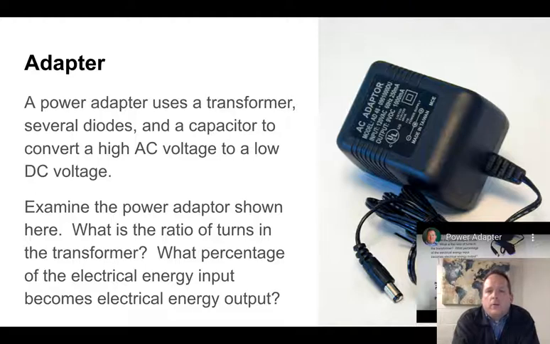So this power adapter uses a transformer, several diodes, and a capacitor to convert high AC voltage to low DC voltage. So what is the ratio of turns in the transformer that's inside there based on the voltage information we have? And then what percent of electrical energy input becomes electrical energy output? I encourage you to try to solve that problem on your own using the relationships on the last few slides. If you want to see my walkthrough of the solution, it's in the YouTube link that's embedded if you're following here in the Google slides, or linked in the announcement of this lecture that came out.